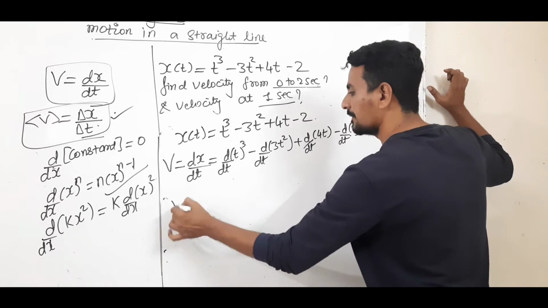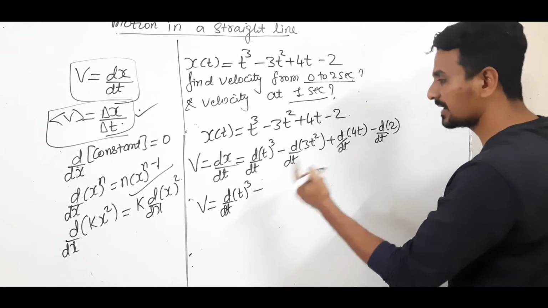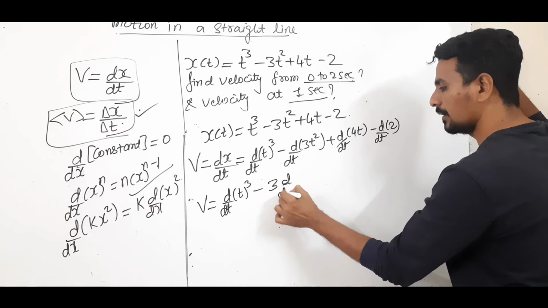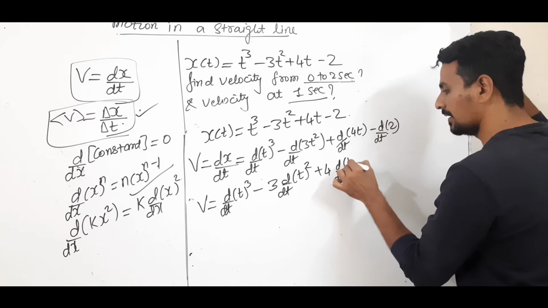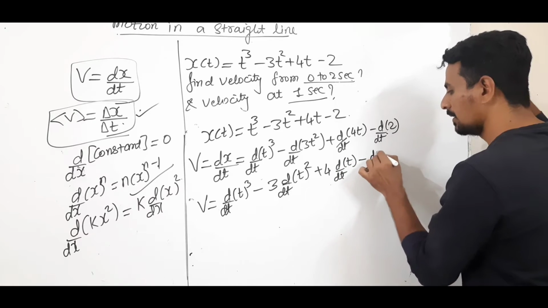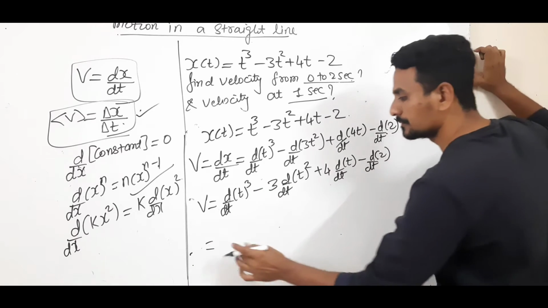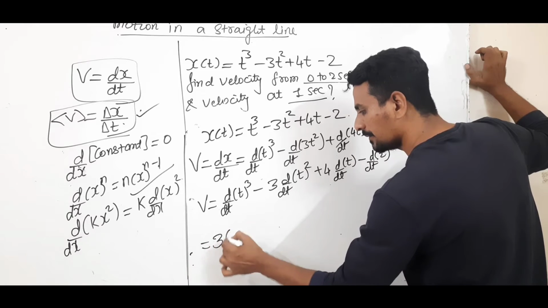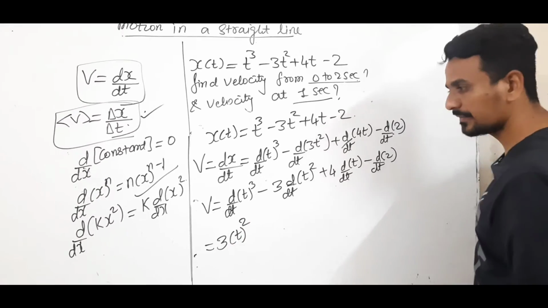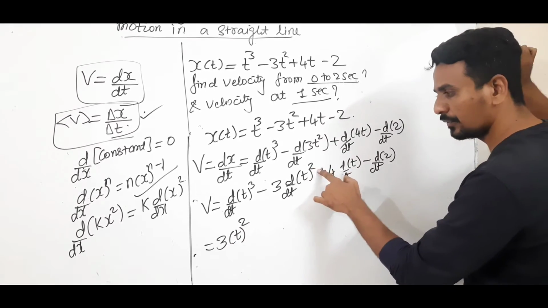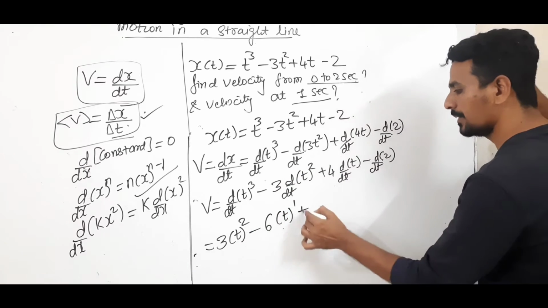So this can be further written as d by dt of t cube minus 3, which is constant and can be taken outside, d by dt of t square, plus 4, which is constant and can be taken outside, d by dt of t, minus d by dt of 2. Now let us differentiate. See, this is x raised to n. So what will be the differentiation? n times x raised to n minus 1. 3 will come here, t raised to 3 minus 1, that is 2. This is again x raised to 2, so 2 will come here, 3 twos are 6, t raised to 2 minus 1, that is 1.